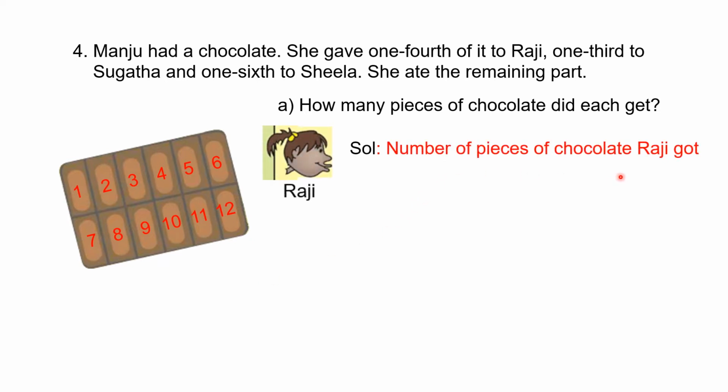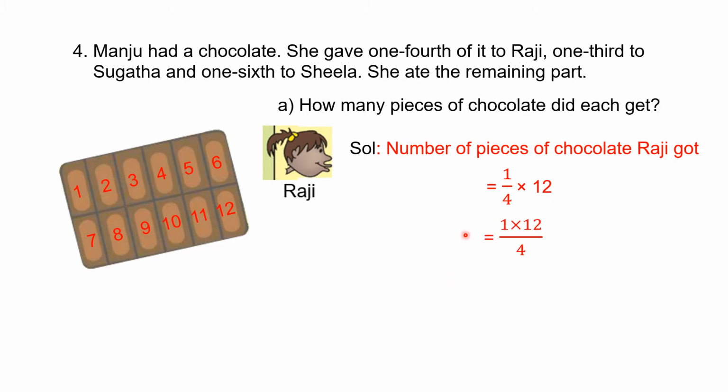Number of pieces of chocolate Raji got. Look at this problem. Manju gave 1/4 of it to Raji. Manju gave 1/4 of 12 pieces to Raji. It equals 1/4 multiplied by 12. Total number of pieces 12. Out of 12 pieces, Manju gave 1/4 to Raji. That's why we are multiplying 1/4 by 12.